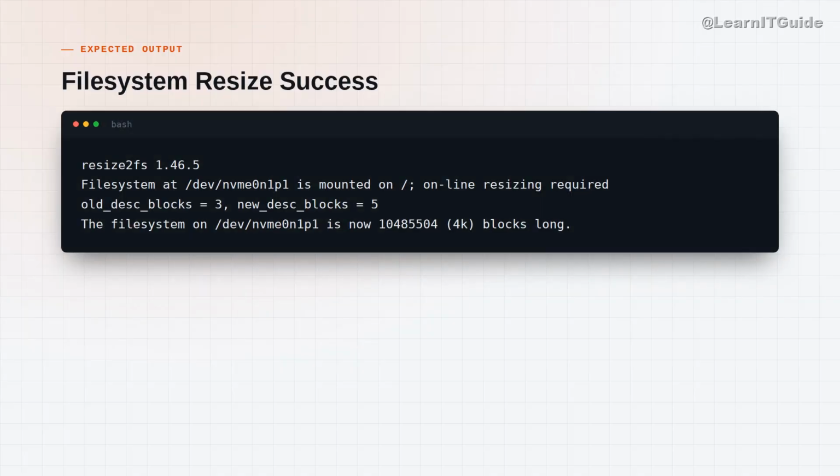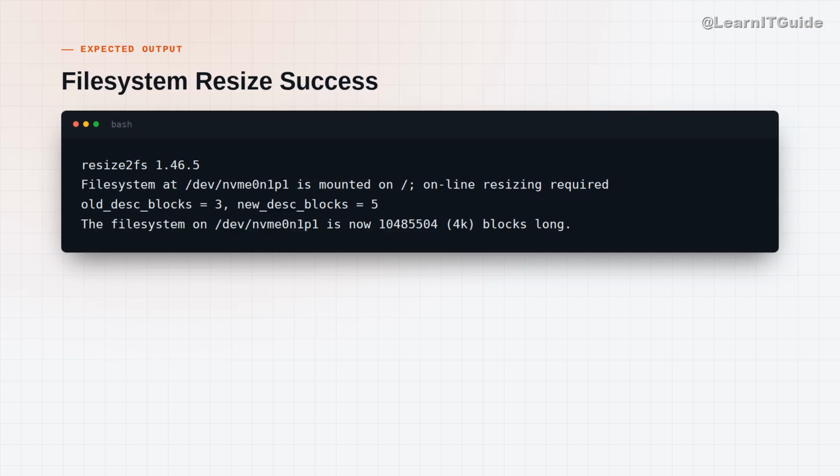The file system has been successfully resized. The online resizing message confirms the operation was completed while the disk was still mounted and in use. This is the gold standard for production environments because you never had to take your service offline.